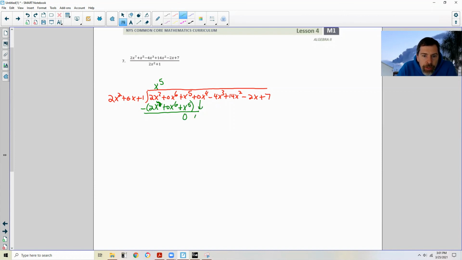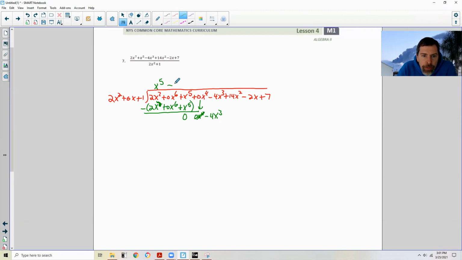Bring down a 0x to the 4th. Obviously, that won't go, minus 4x cubed. So I really don't need to do this. Just skip it and bring down the minus 4x cubed. And so here we go.